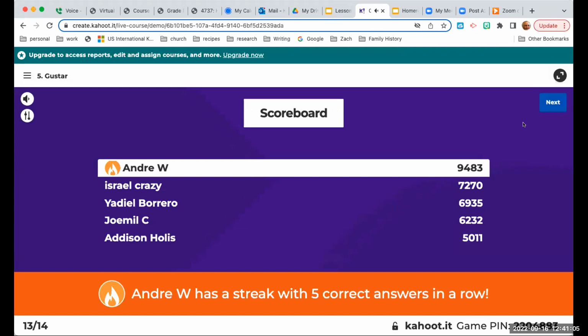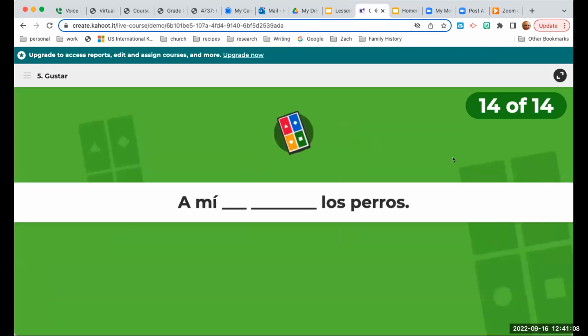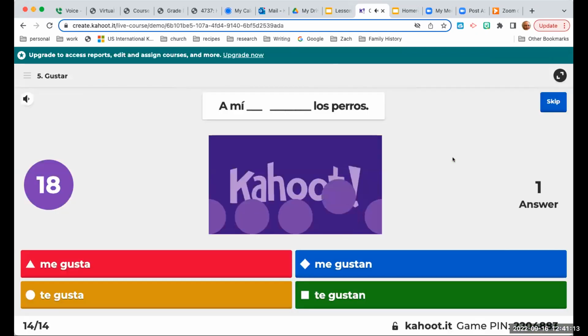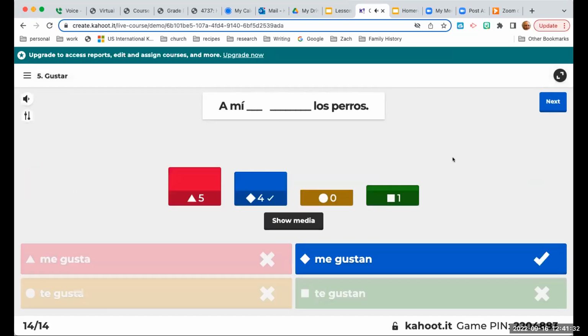All right, one more. A mí blank blank los perros. Is it me gusta, te gusta, me gustan, or te gustan? This was another toughie. Me gustan. You got the hint for me from a mí, and then gustan because you've got more than one dog.